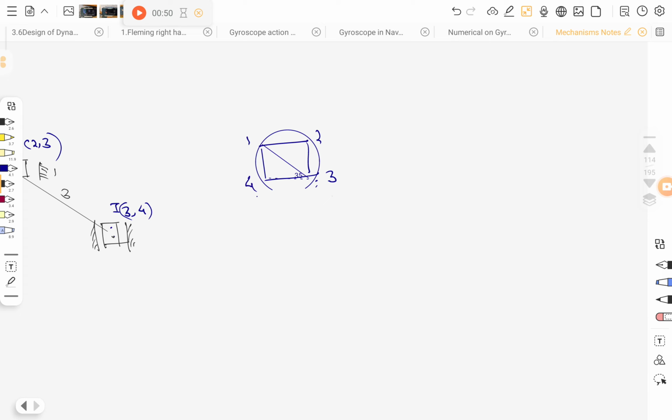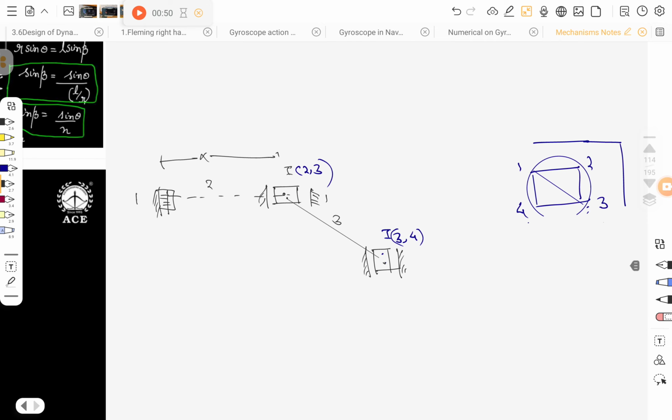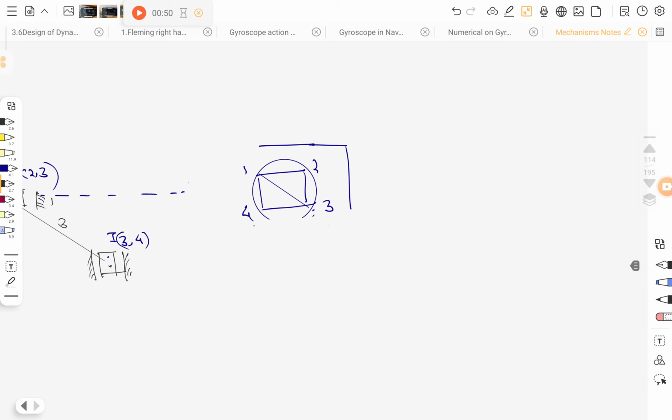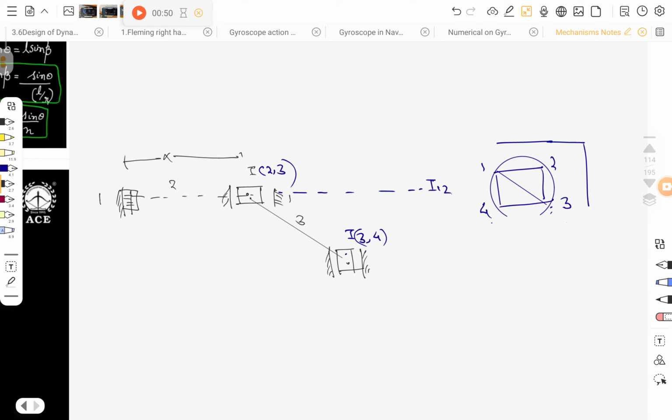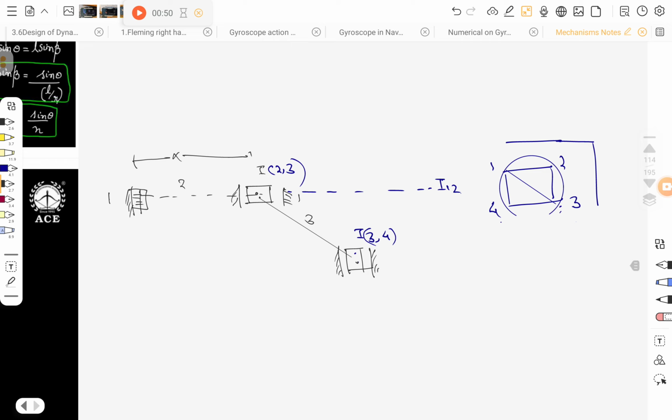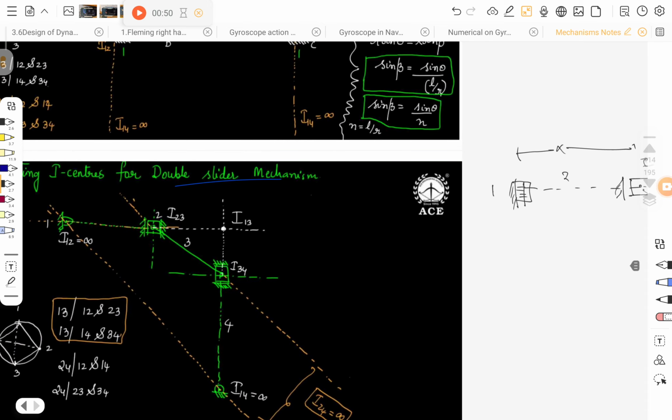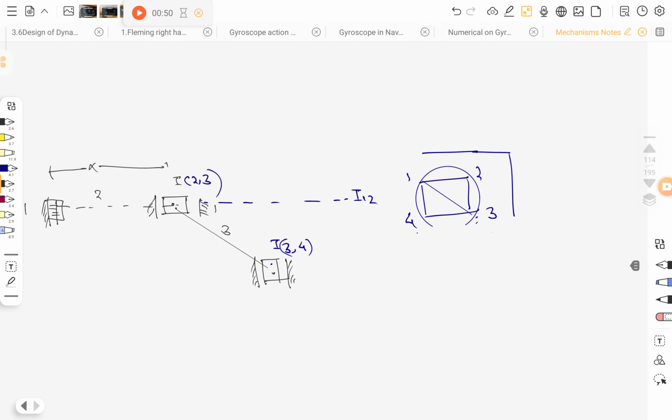This is 1, 3. 1, 3 is collinear with 1, 2 and 2, 3. So it is 1, 2. This is the 1, 2 line. 1, 2 and 2, 3. This is the 2, 3 line, and 1, 4 and 3, 4.